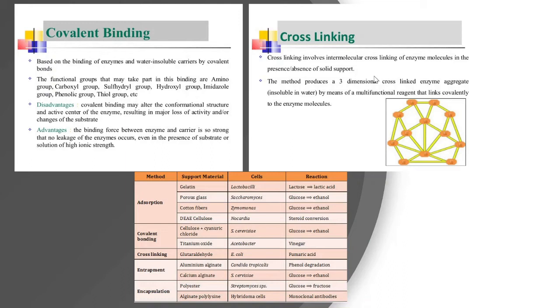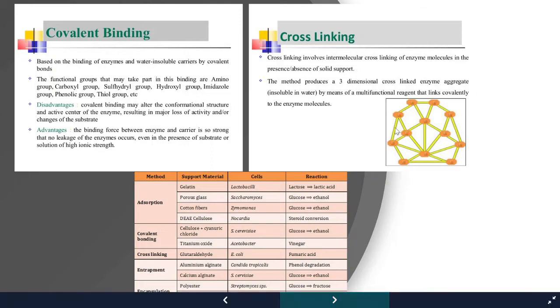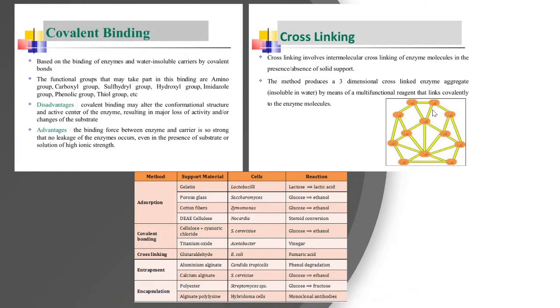Here we don't use any support material. In the cross-linking method, we don't use any support material, and the enzymes themselves form a cluster by forming cross-links between the enzymes. However, we use some cross-linking agents. The most commonly used cross-linking agent is glutaraldehyde, and sometimes we may even use diazobenzidine, hexamethylene diisocyanate, and toluene diisothiocyanate as cross-linking agents.